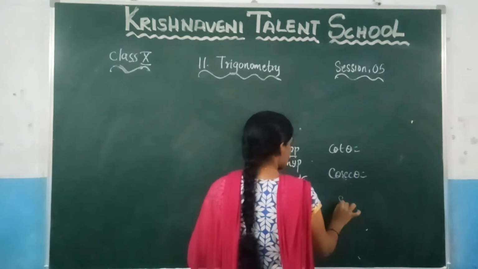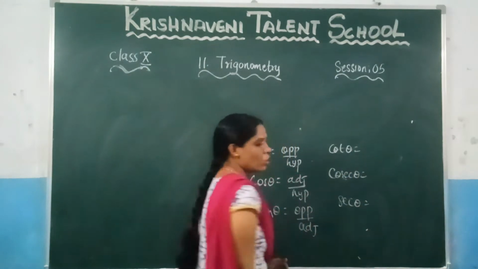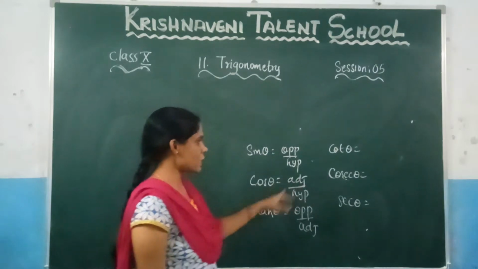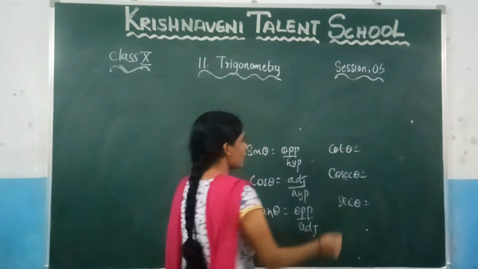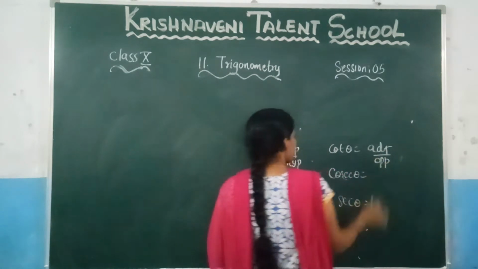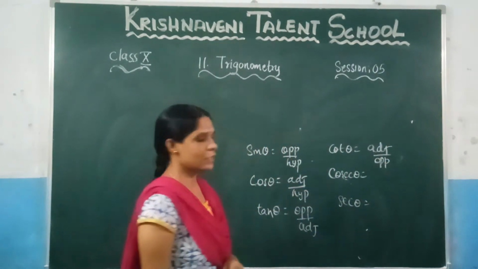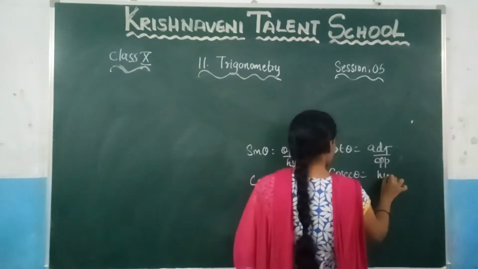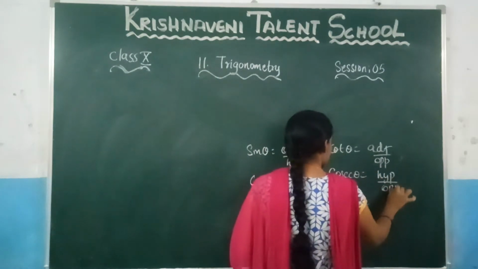And we have discussed the secant theta. So the reciprocal of tan theta is nothing but cot theta. You can write it as adjacent side by opposite side. And the reciprocal of sin theta is cosecant theta. You can write this as hypotenuse by opposite.